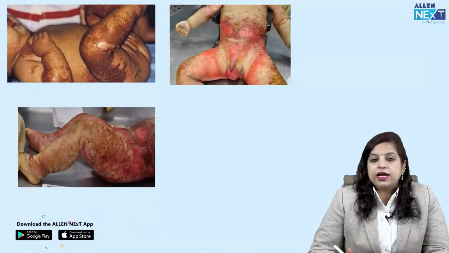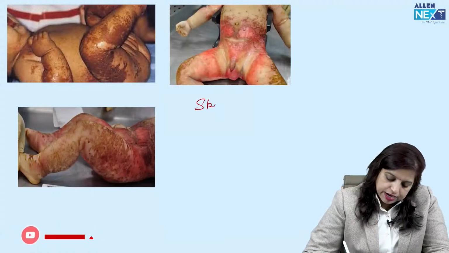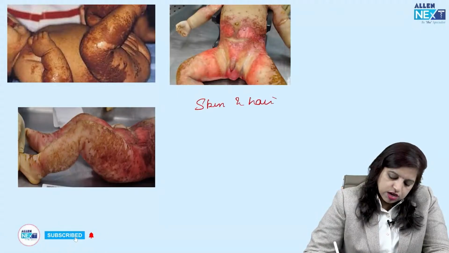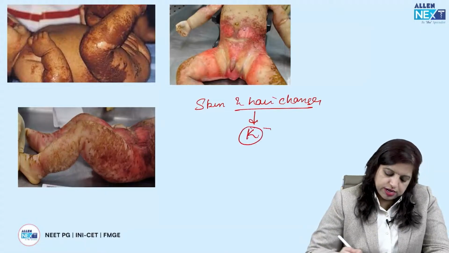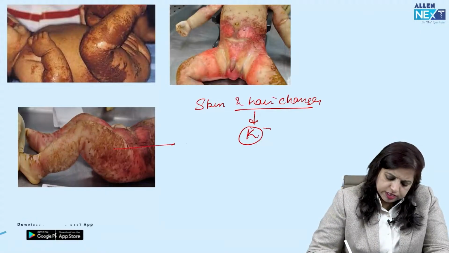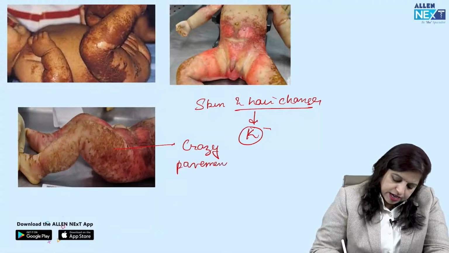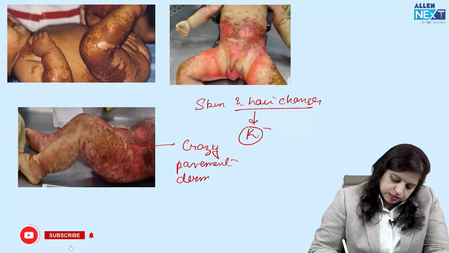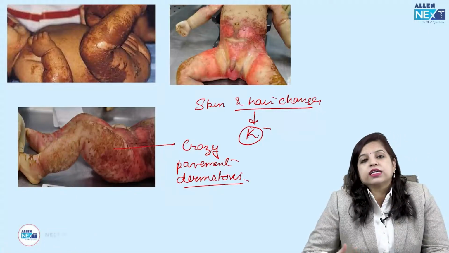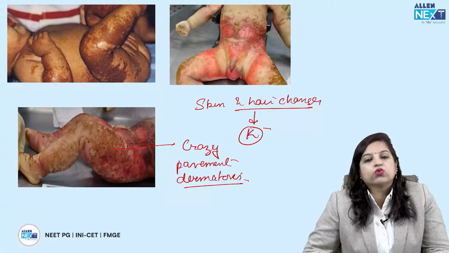Then you can see, I told you the skin and the hair changes are so very characteristic of kwashiorkor, right? So this you can call crazy pavement dermatosis, right? And this is again a kind of reason for frequent infections. You can see the skin barrier is totally denuded, totally damaged.